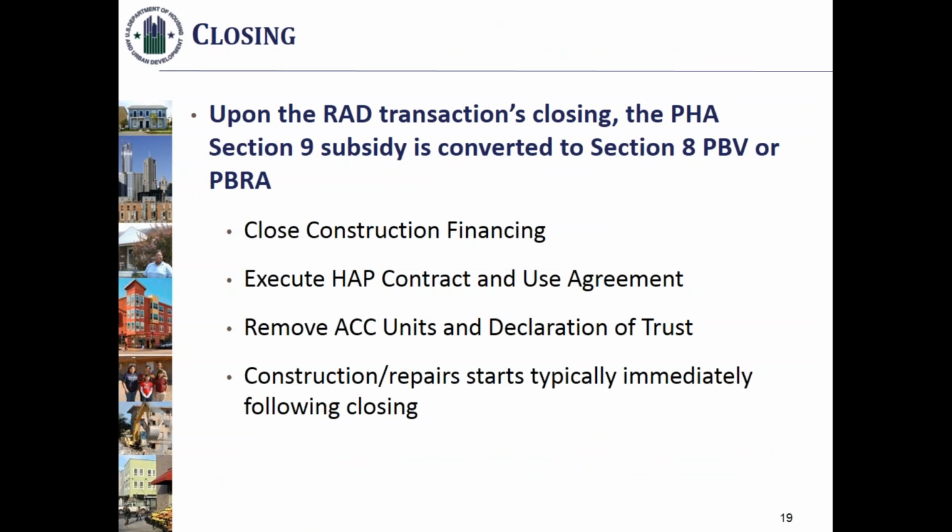So the PHA moves out of public housing onto the Section 8 platform. As soon as either the construction is finished or the conversion happens, the HAP contract goes into effect. All of the units are removed from public housing. The declaration of trust on the property is released. The use agreement goes in first position. Everything's subordinate to that, and they're no longer in public housing.